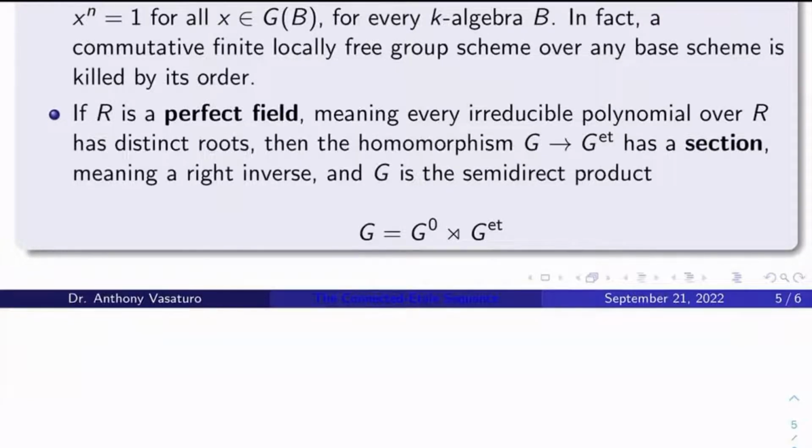If R is a perfect field, so every irreducible polynomial over R has distinct roots, I mean, there's several equivalent definitions of perfect field. But if R is a perfect field, then the homomorphism from G to G et has a section, i.e. a right inverse. And then, of course, G is then the semi-direct product of G0 with G et.